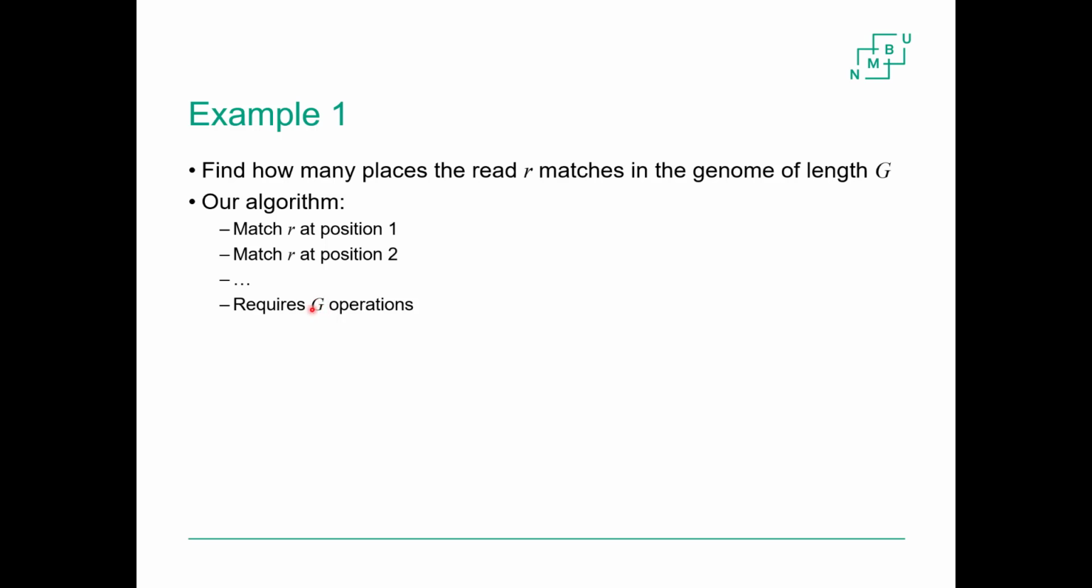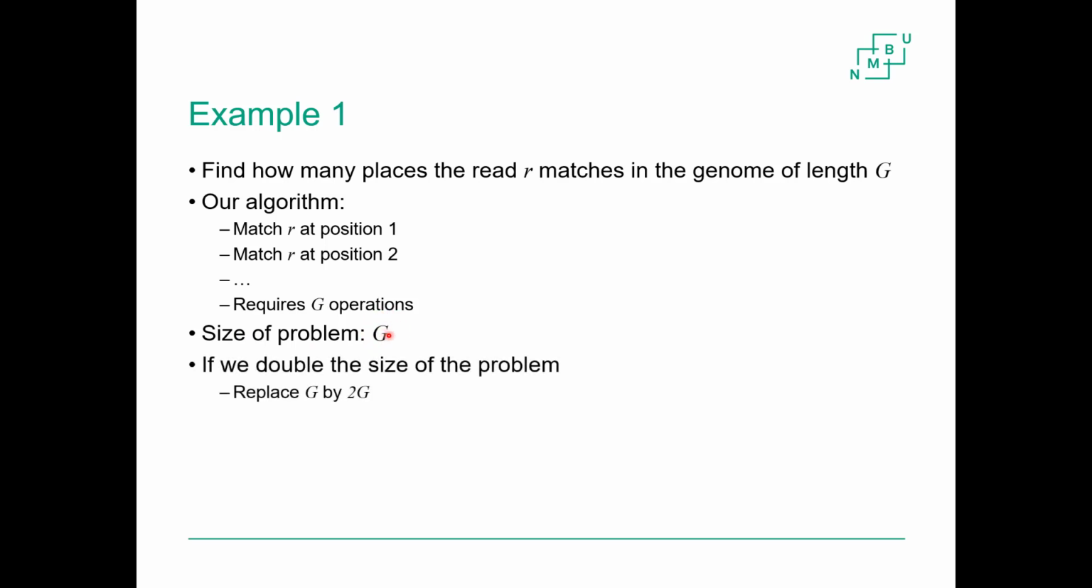So this requires this many operations. One matching at each position. Actually, it requires R times G, right? Because you have to match every symbol in R at this position, but G is a much bigger number than R, right? So we can see that it requires about G matching operations. So the size of the problem is G, right? What if we now have a much bigger genome?